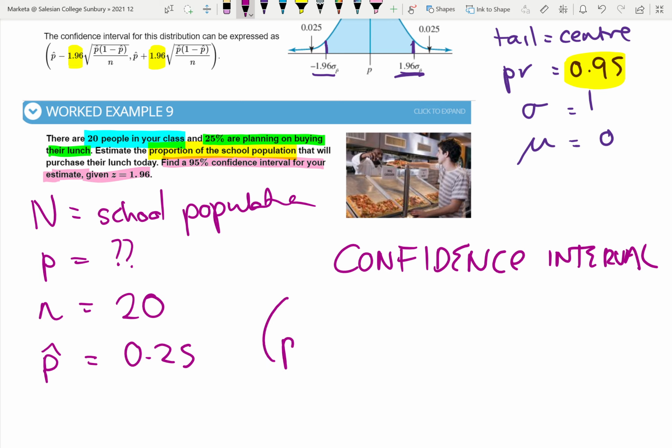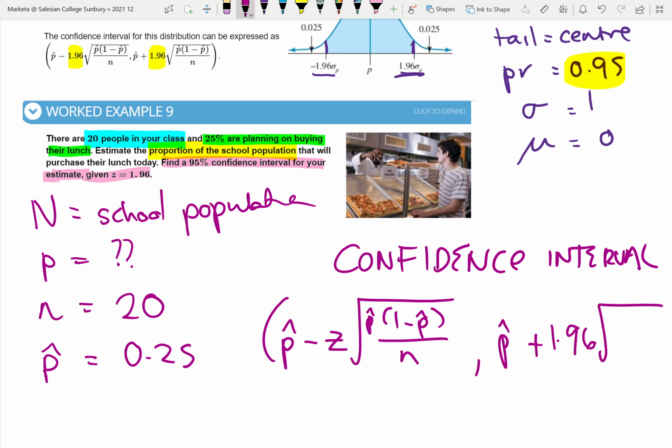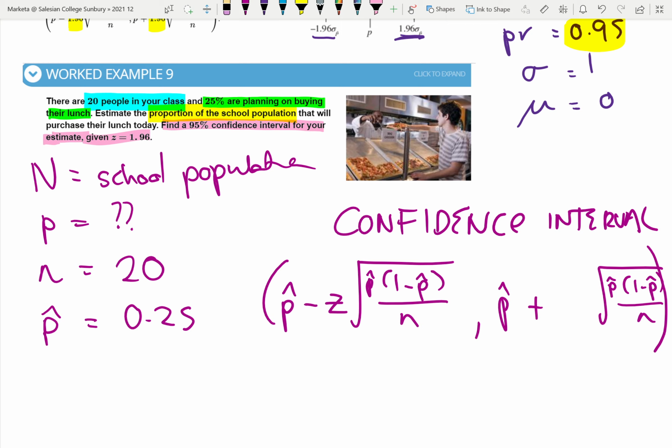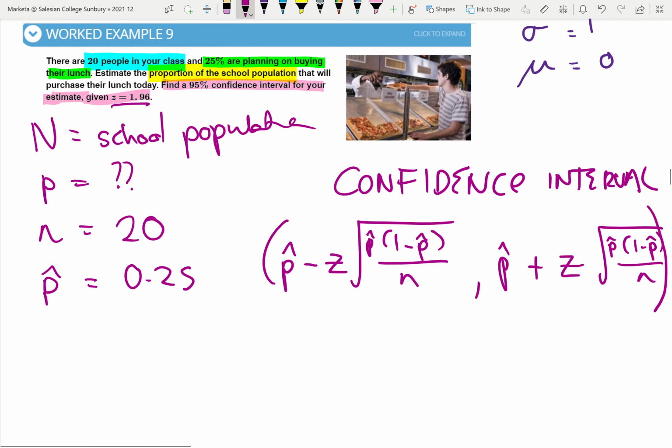is going to be p hat minus, I'm going to write z here, not 1.96, z times the square root of p hat times 1 minus p hat over n, and then p hat plus 1.96 times the square root of p hat times 1 minus p hat over n. So in this case, our z value is 1.96. A, because they've told us, but B, because if you were to work that out on CAS using inverse norm, as I said, you would get 1.96.